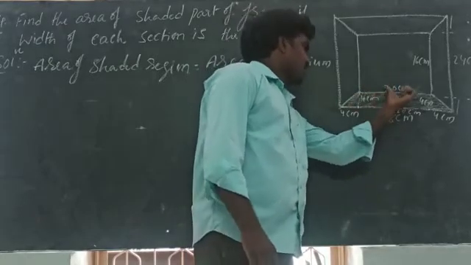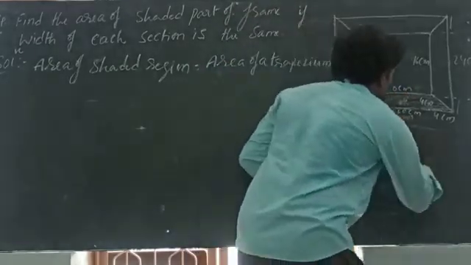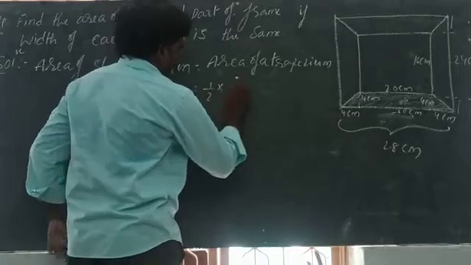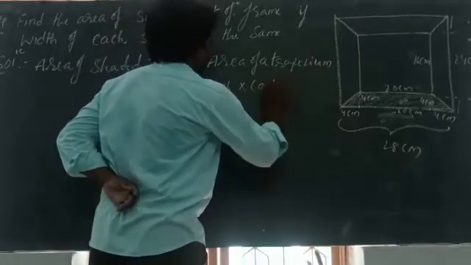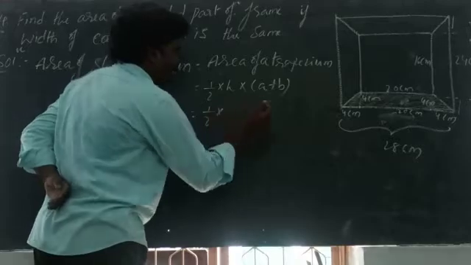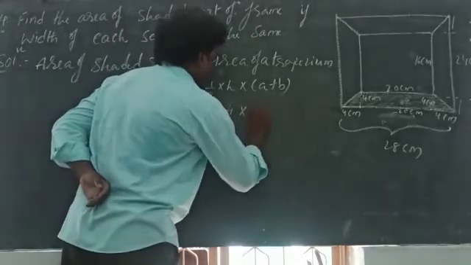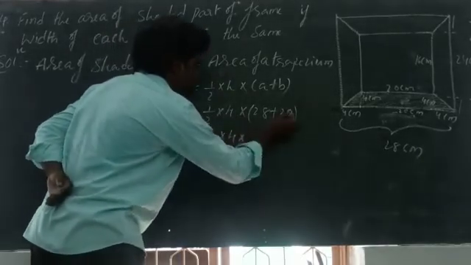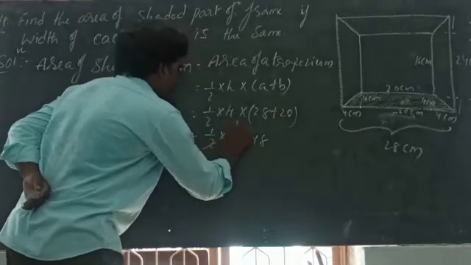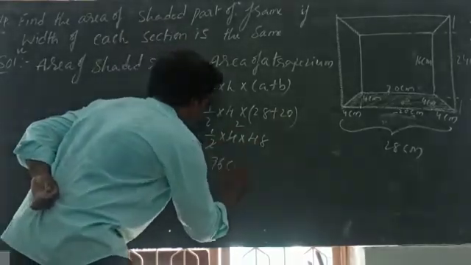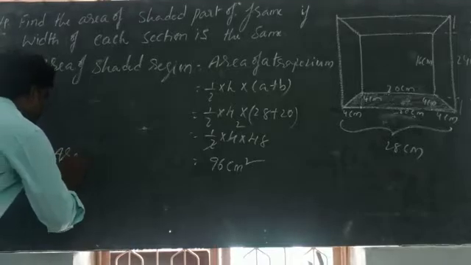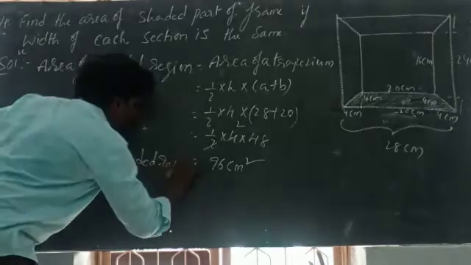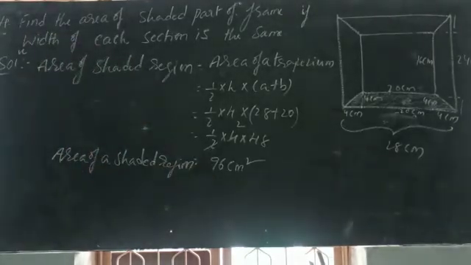Sum of two parallel sides, 20 and 28. So that is half into h into a plus b. That is equal to half into h, 4, into a 28, b 20. So half into 4 into 28 plus 20, 48. So 2 into 48, 96 centimeter square. So therefore, the area of the shaded region is equal to 96 centimeter square.